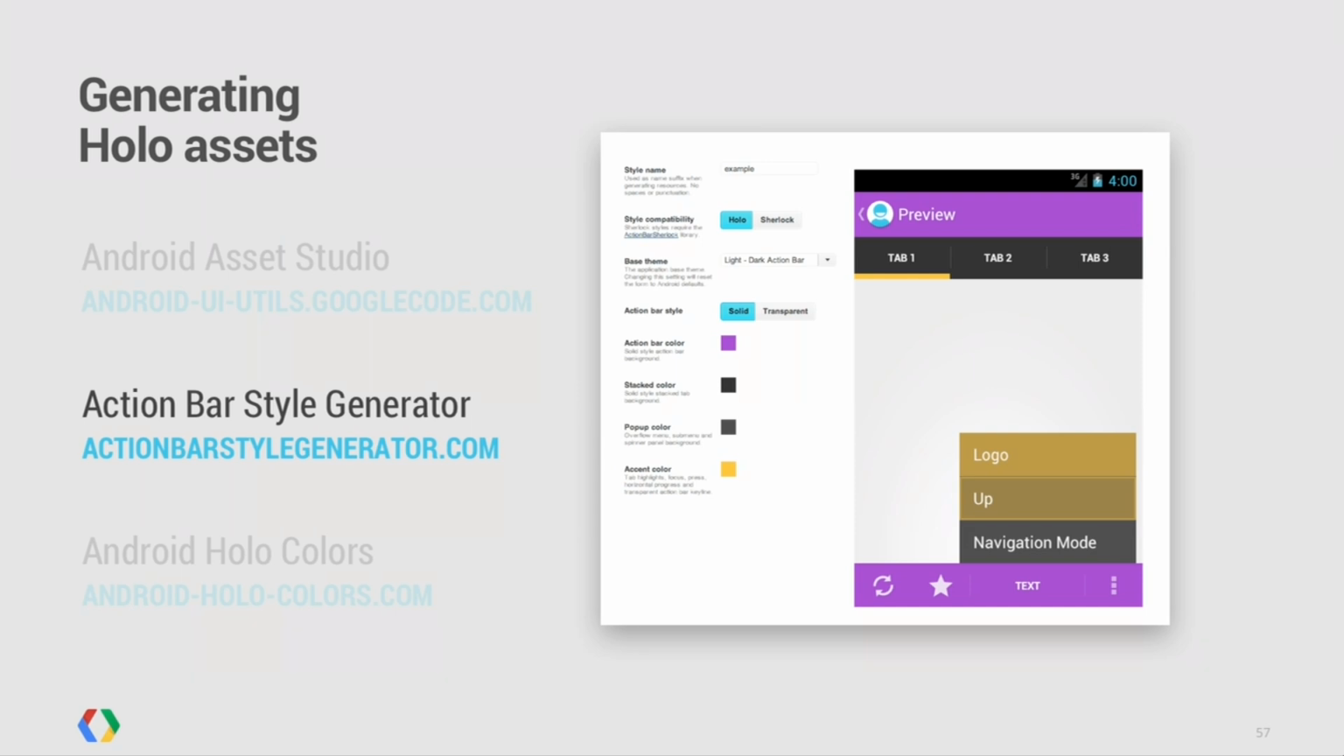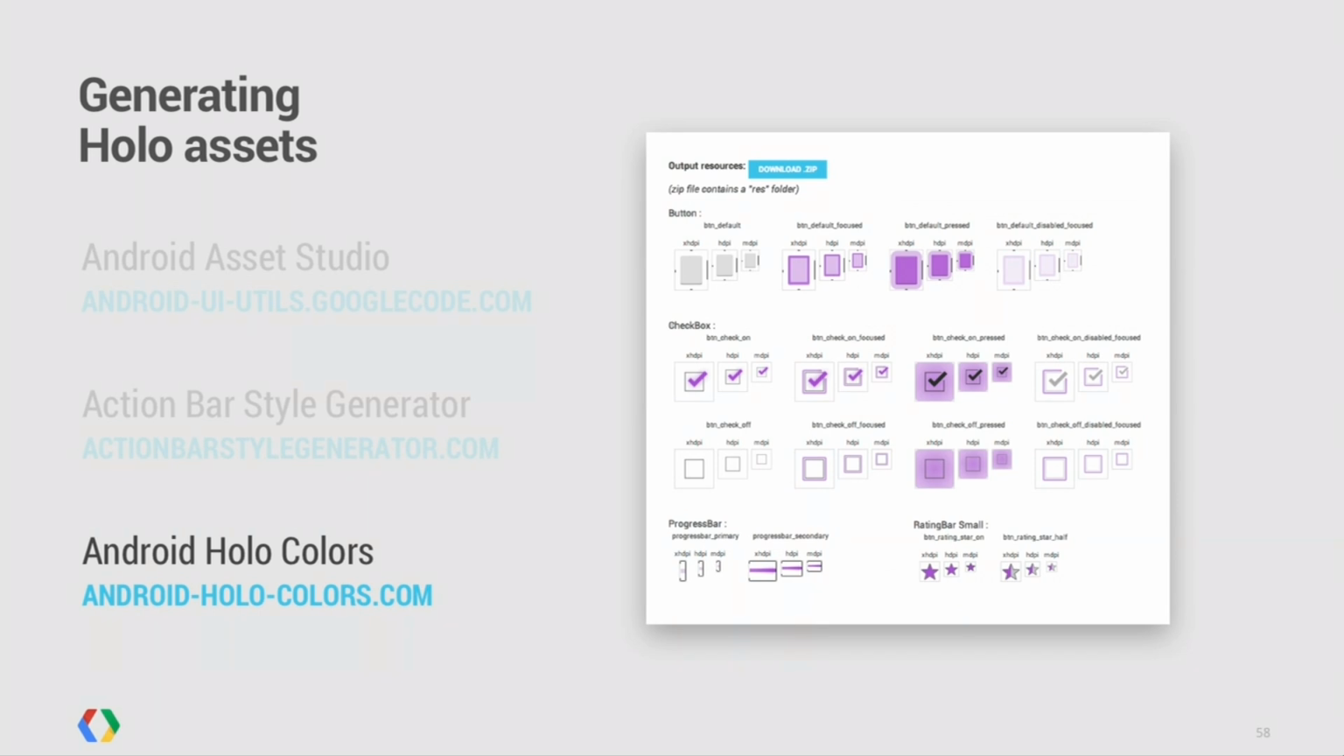It's super simple. And lastly, there's the Android Holo Colors tool, which does the same exact thing for form controls like checkboxes and buttons and things like that.